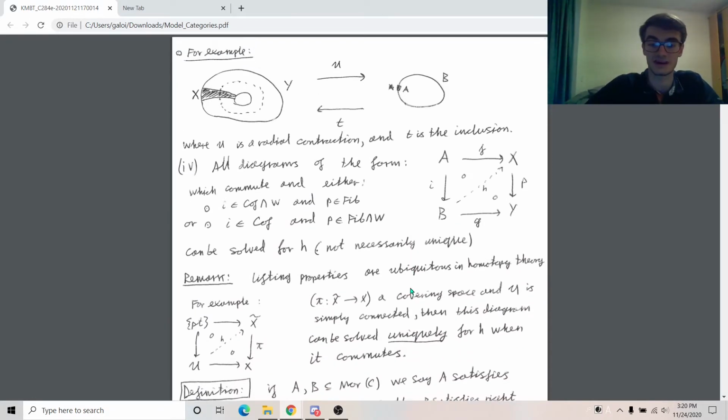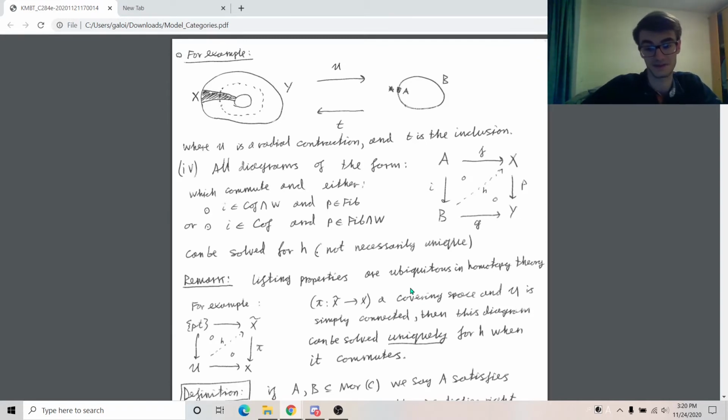The fourth property considers liftings of maps. Liftings of maps in topology are ubiquitous, especially in homotopy theory. This property 4 states that for any square like this, any solid square which commutes, so that either I is a cofibration and a weak equivalence, and P is a fibration, or I is a cofibration and P is a fibration and a weak equivalence, then the square can be solved for some H. It doesn't have to be unique. So you can find a lifting of these squares, or a solution.